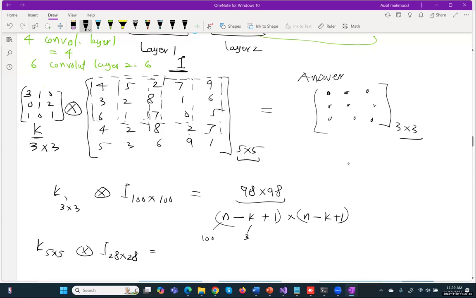My question is, what will be the output image that it will produce after applying the convolution? So 28 minus 5 plus 1, right? Times 28 minus 5 plus 1. So which is 24 by 24, right?